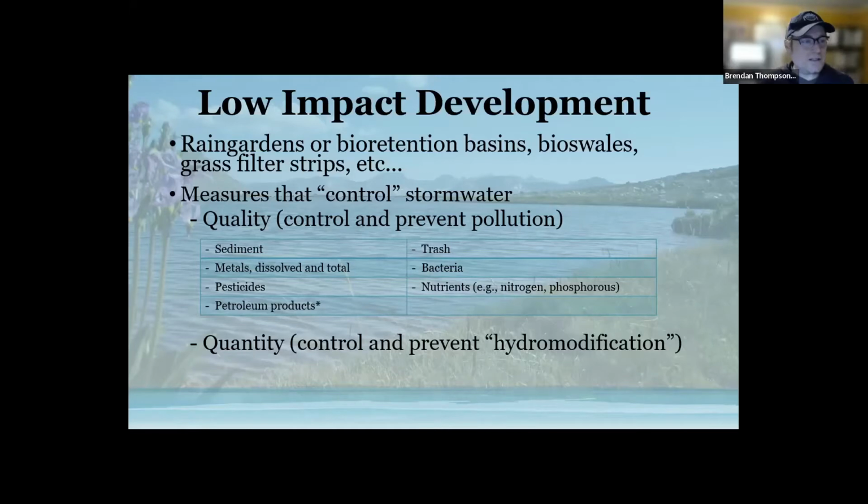And also, it's not just the pollutants within stormwater, but it's the stormwater itself. In undeveloped conditions, you have water falling from the sky, it hits the ground, it infiltrates into the ground, and not until the ground is fully saturated will you start getting water running off and going to your creeks. And before development, all our creeks were used to that kind of pattern.